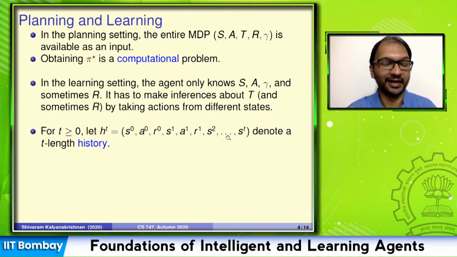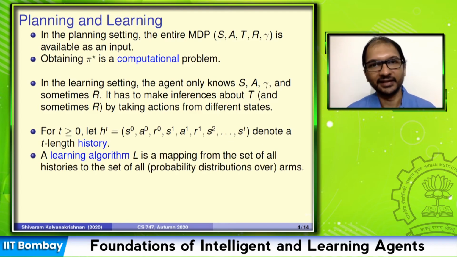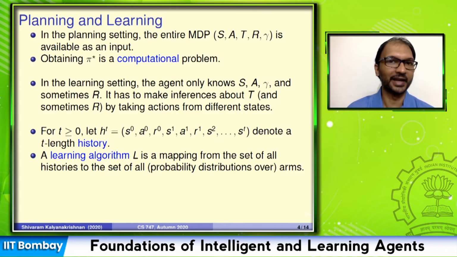So when you begin, you just know that you're in this particular state. You don't know more than that. Formally, we can think of a learning algorithm as a mapping from the set of histories to the set of either arms, which would make it deterministic learning algorithms, or the set of probability distributions over arms, which would make it more generic, stochastic, non-deterministic, randomized learning algorithms. So that distinction you're already familiar with. We did it with bandits.